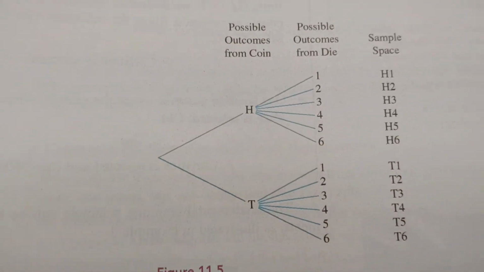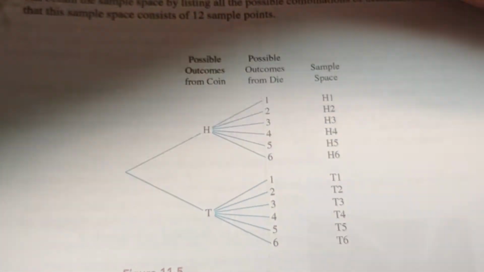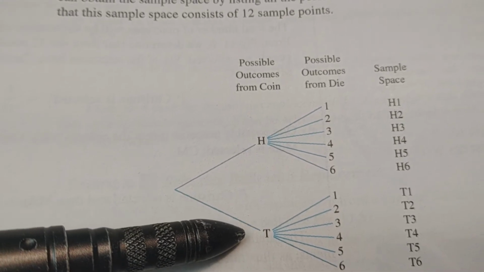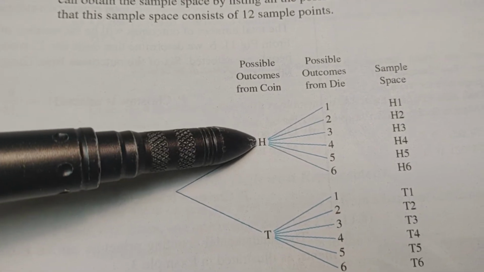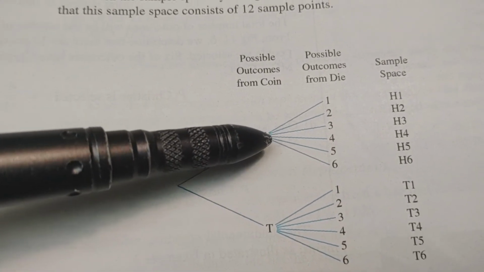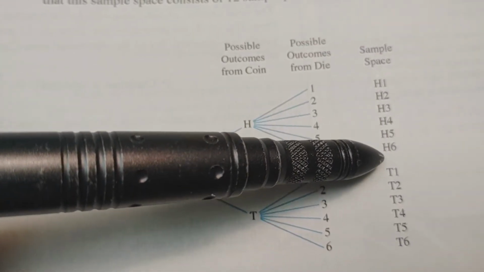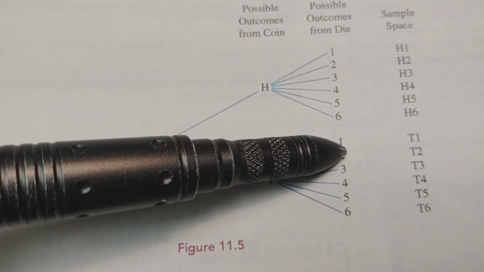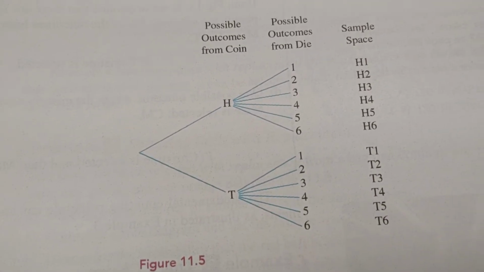Now, tree diagrams look something like this. In this particular example, you have an outcome of H and an outcome of T, and possible outcomes from the die. For the first roll, you have 1, 2, 3, 4, 5, 6. If you combine those, that's where we get H1, H2, H3, H4, H5, H6. The second roll deals with T, and again, we have 6 sides to the die. So it comes T1, T2, T3, T4, T5, T6.